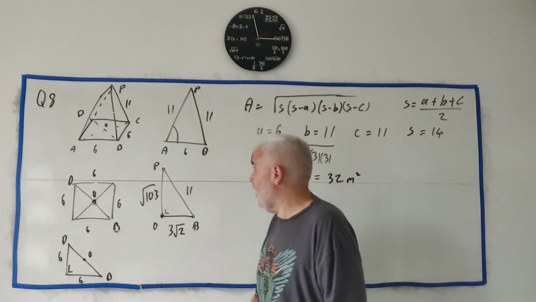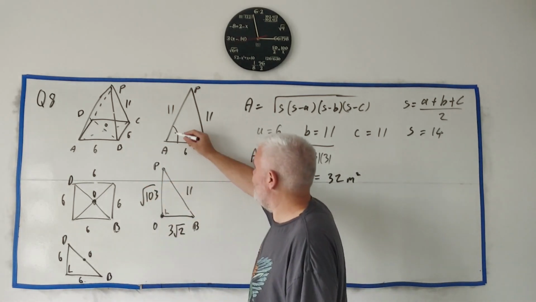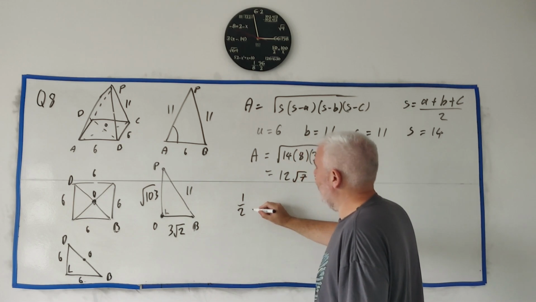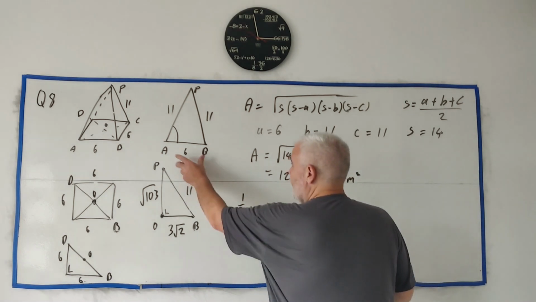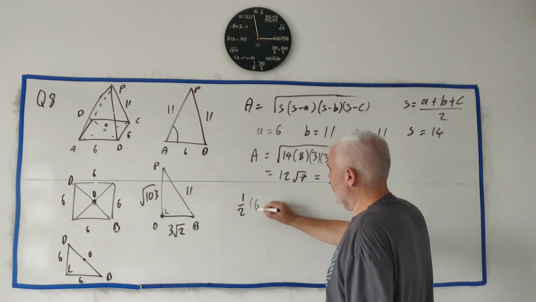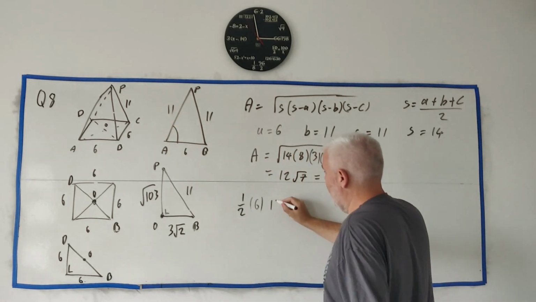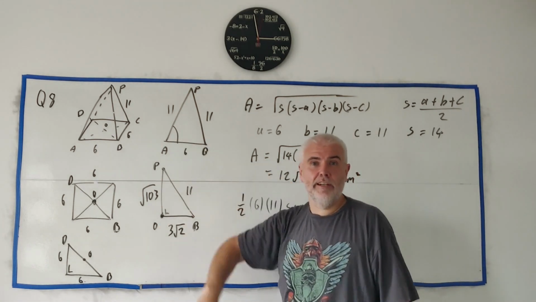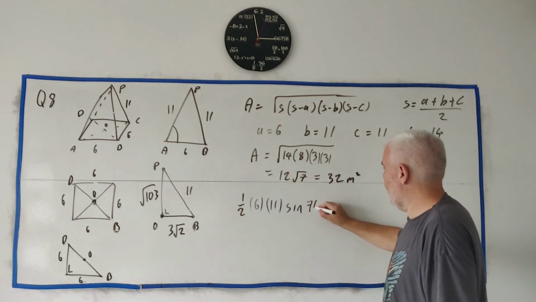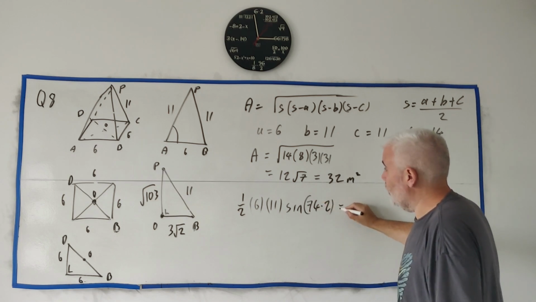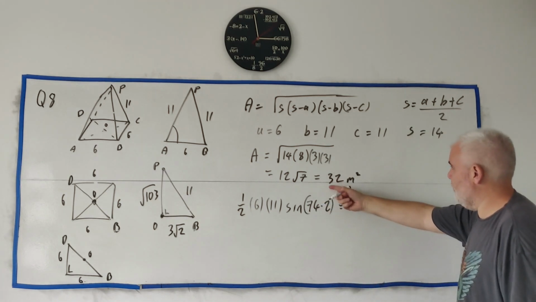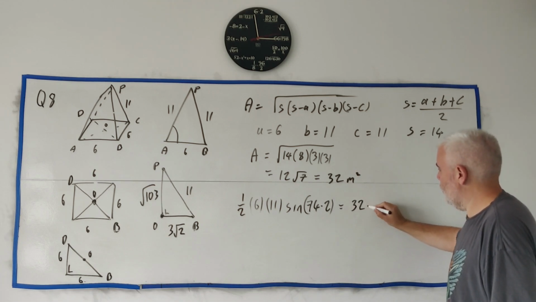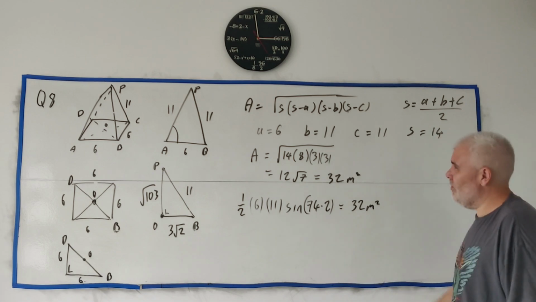Obviously, that's not the way most of you would have done it, because they gave you this angle here. So another very common way would be half the length beside this angle, 6, times the other side, 11, times sine of this angle in here, which again they told us is 74.2. And you put all that into a calculator, you get something very similar. 31.7 something, or 32 meters squared. And there's other ways to do it as well.